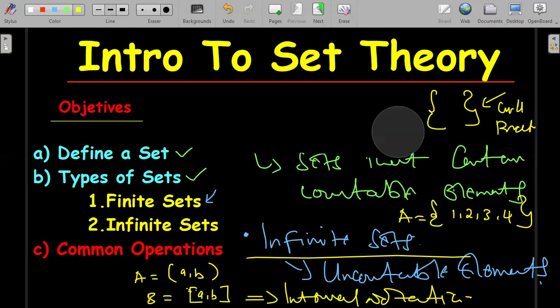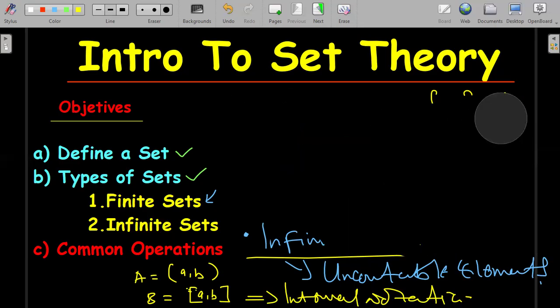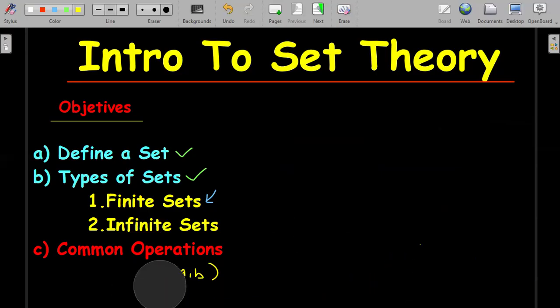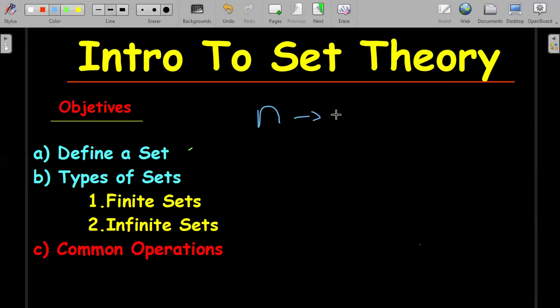All right, so those are the types of sets. And now we can talk about the common operations that we use. The first one is the intersection. Intersection simply means common elements between sets. If I have set A and set B, the elements that are in both will be in the intersection.